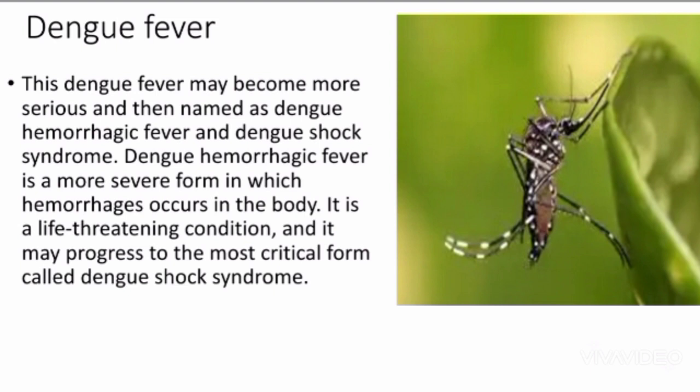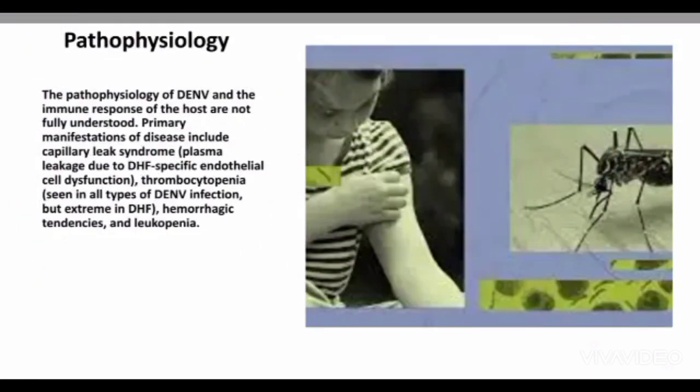Dengue fever may become more serious and is then named dengue hemorrhagic fever and dengue shock syndrome. Dengue hemorrhagic fever is a more severe form in which hemorrhages occur in the body. It is a life-threatening condition, and it may progress to the most critical form called dengue shock syndrome.